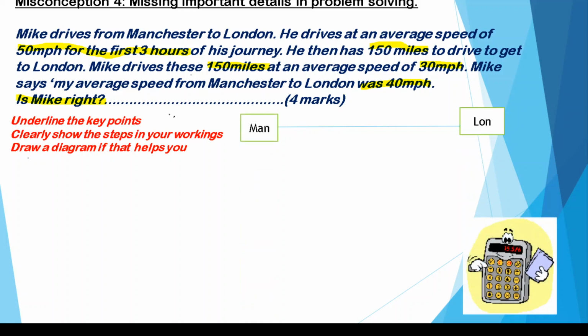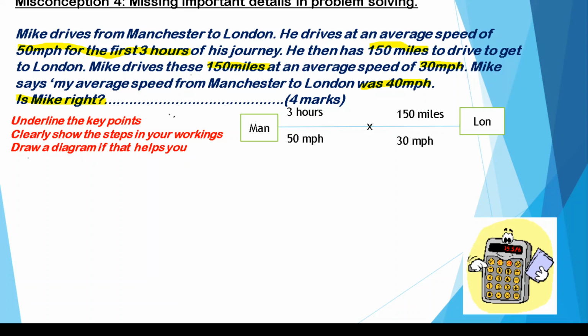So we've got London, Manchester there, a point in the middle where the speed changes. On the first part, I've got 50 miles per hour, which is the speed for the first 3 hours. The next part of the journey, I've got 150 miles to cover with a speed of 30 miles per hour. Now the question is, my average speed from Manchester to London was 40 miles per hour.